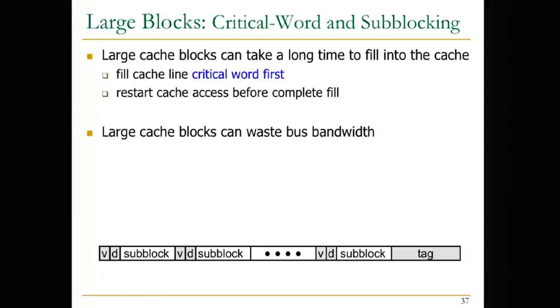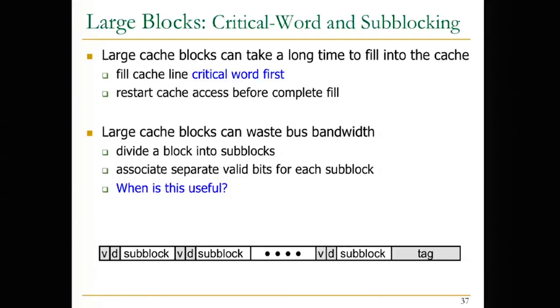Okay, large cache blocks, on top of this, they waste bus bandwidth. So again, sub-blocking can help over here. If you have a sub-block cache, you don't need to bring the entire large cache block. You may still have a large cache block, but you may decide which parts of it to bring. So sub-blocking gives you some more flexibility in dealing with large cache blocks.